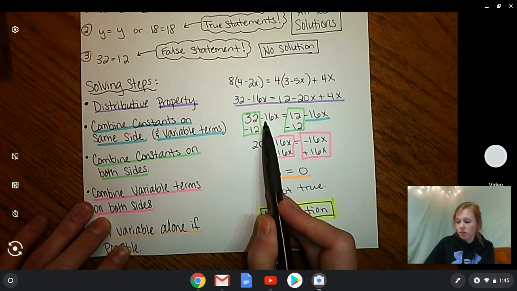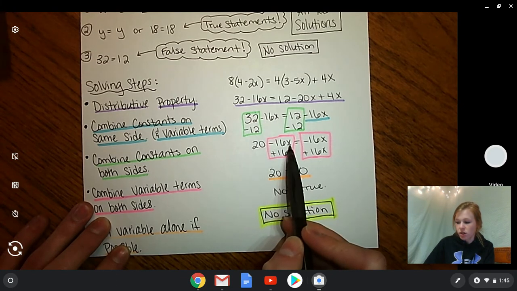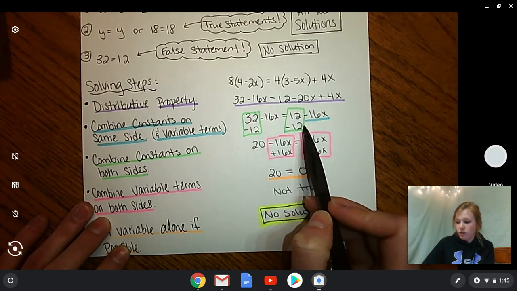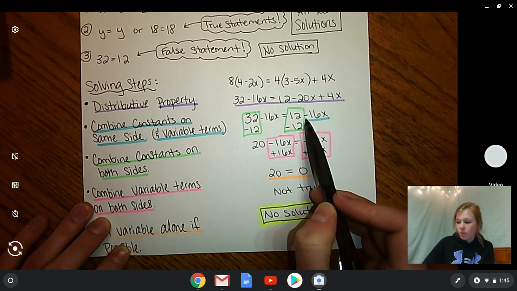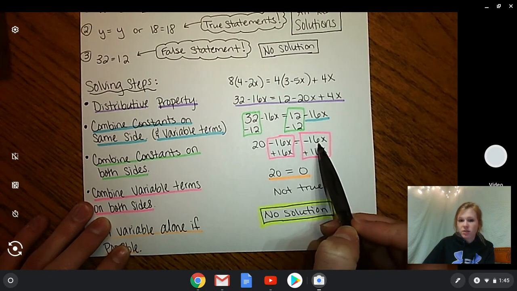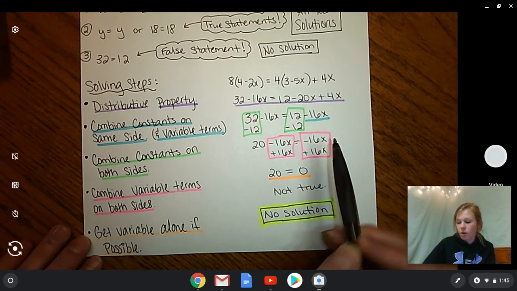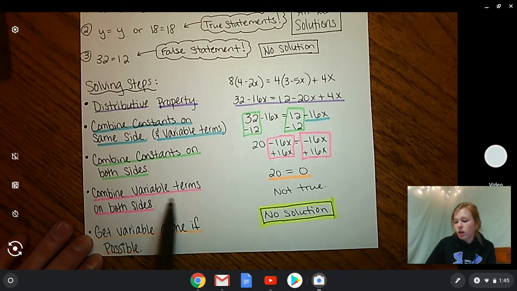I brought down the minus 16x because I haven't used it. 12 minus 12 is 0, so they canceled out. I didn't have to write it down here. And then I brought down my minus 16x because I haven't used that one yet either. Now I'm ready for this pink step. I'm going to combine my variable terms that are on both sides.